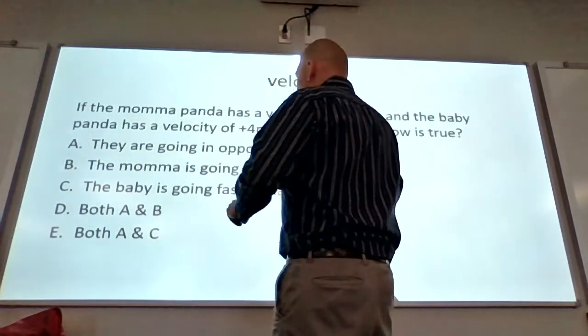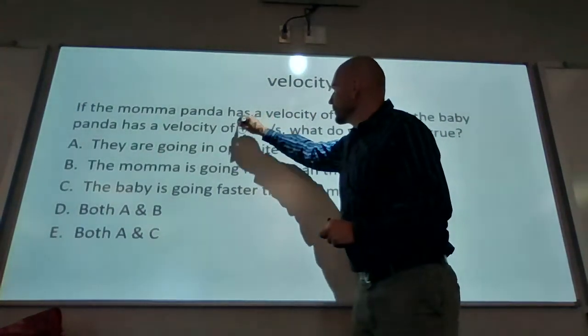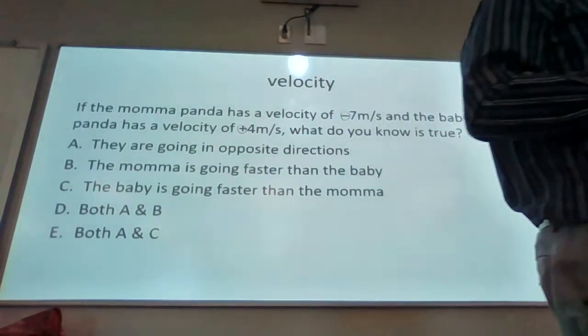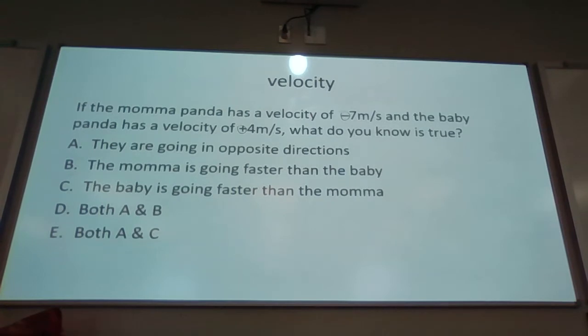All right, so everybody's good with A, right? Okay, opposite directions based on the sign. The magnitude tells us how fast it's going. The absolute value of that tells us how fast. So this is different than in math class when we say, oh, +4 is greater than -7.